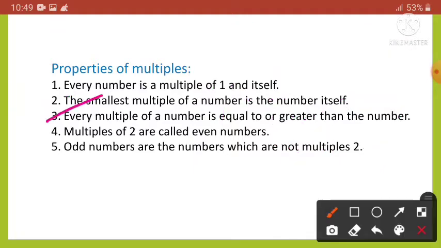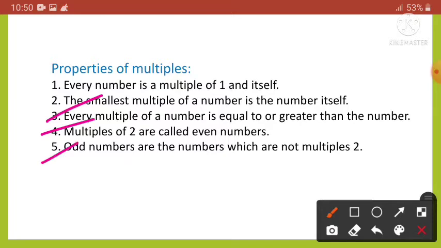The next point is that every multiple of a number is equal to or greater than the number. Obviously, yes. Every multiple of a number will either be equal to or greater than the number. The next property: multiples of 2 are called even numbers. That means 2, 4, 6, 8, 10, 12, 14, 16, 18, 20, all these numbers are even numbers.